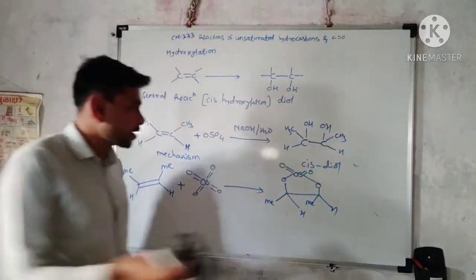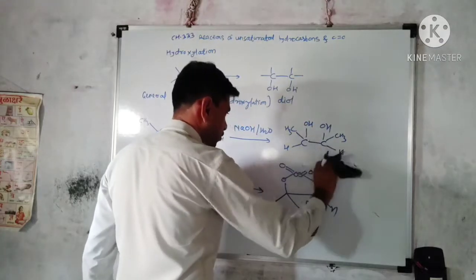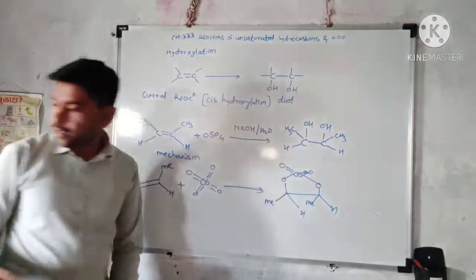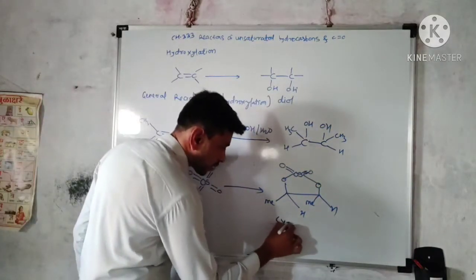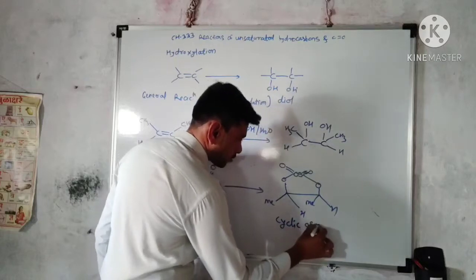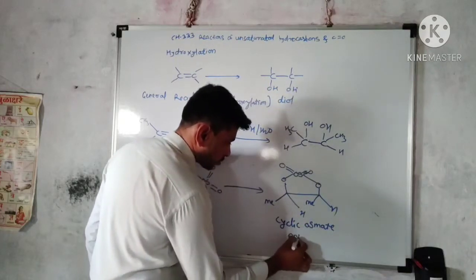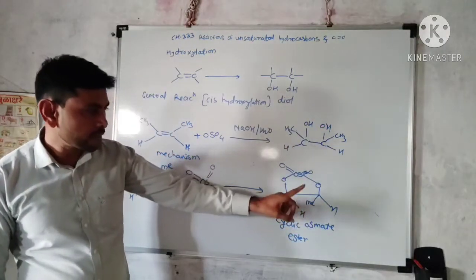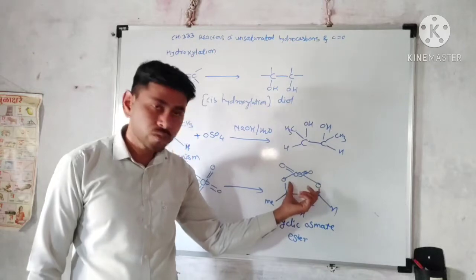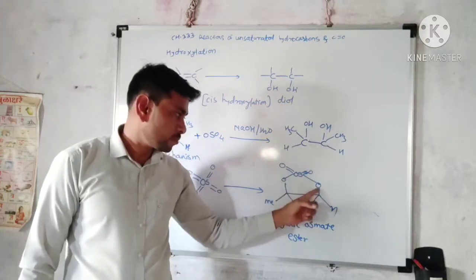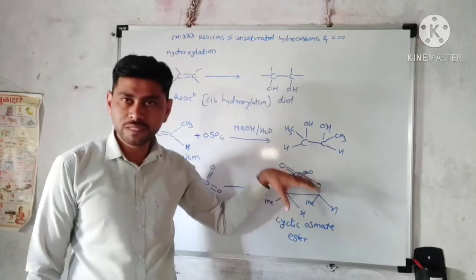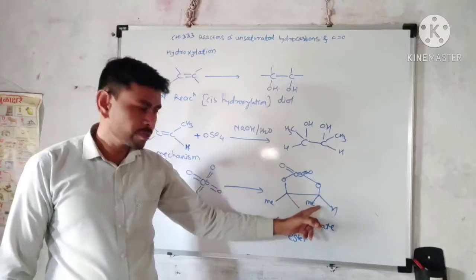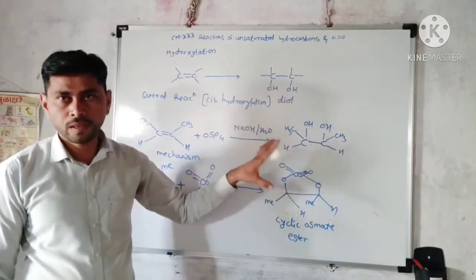Osmium tetroxide adds in this way, and we get a cyclic osmate ester as an intermediate. Now, if you look at this intermediate, you will observe that this is also a cyclic intermediate. So, these two oxygen atoms added from the same side, then the cyclic intermediate is possible. If we add one oxygen from the other side, then a cyclic intermediate is not possible here.